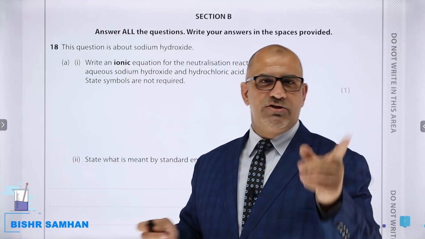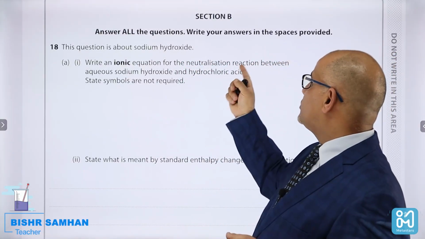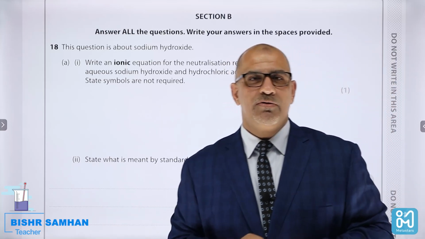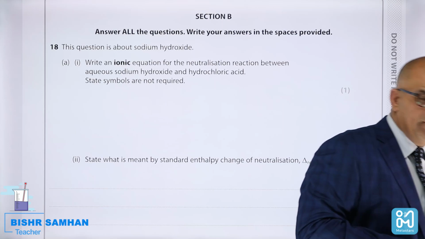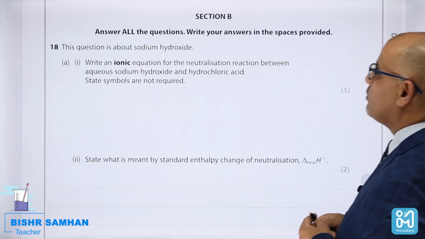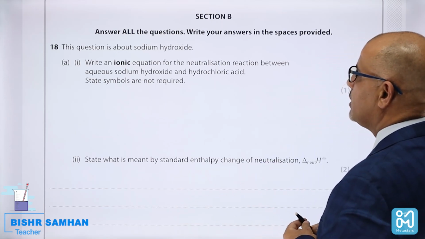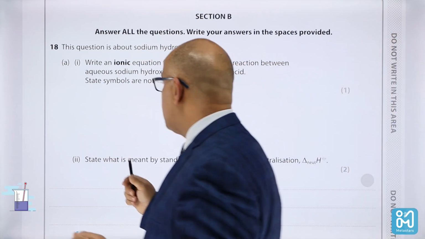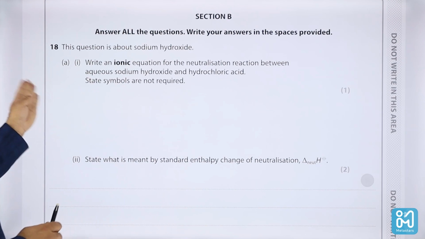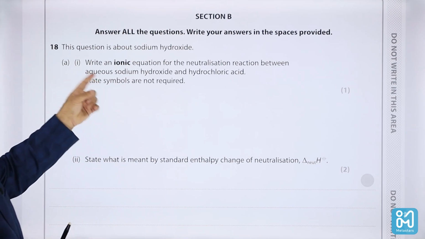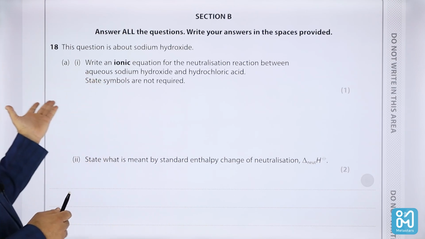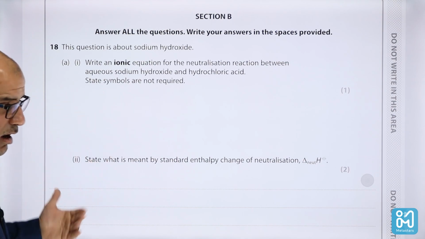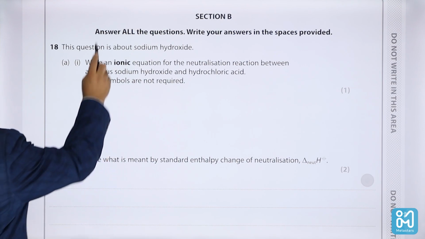Hello again, my students. Today we are within section B of this paper, Unit 2, October 2023. In section B, you have a question about sodium hydroxide. Sodium hydroxide is an alkaline solution, and it is asking you to write an ionic equation for the neutralization reaction between aqueous sodium hydroxide and hydrochloric acid. The state symbols are not required.